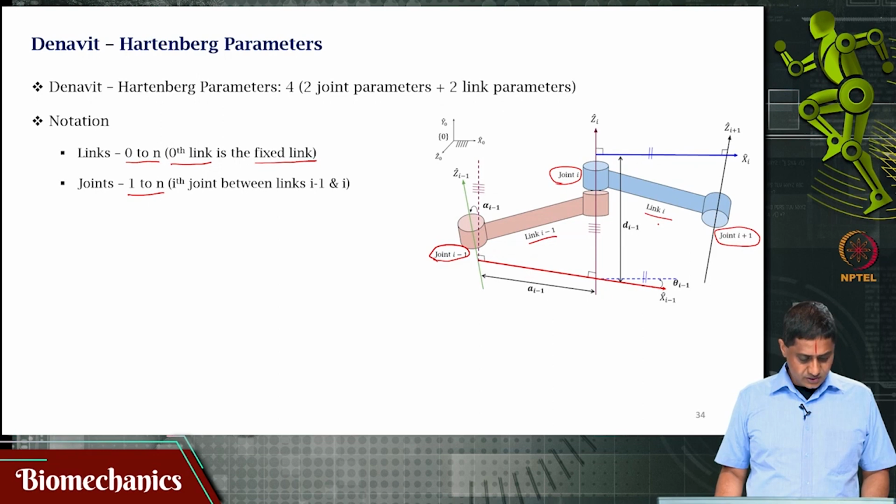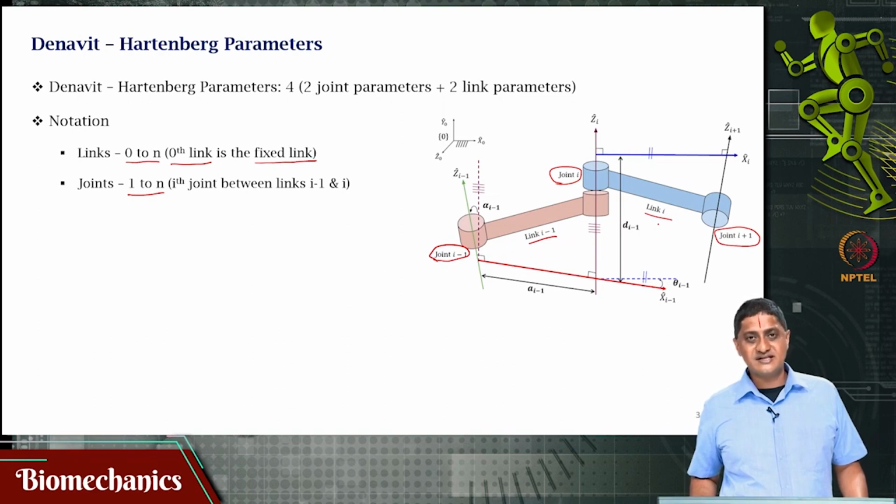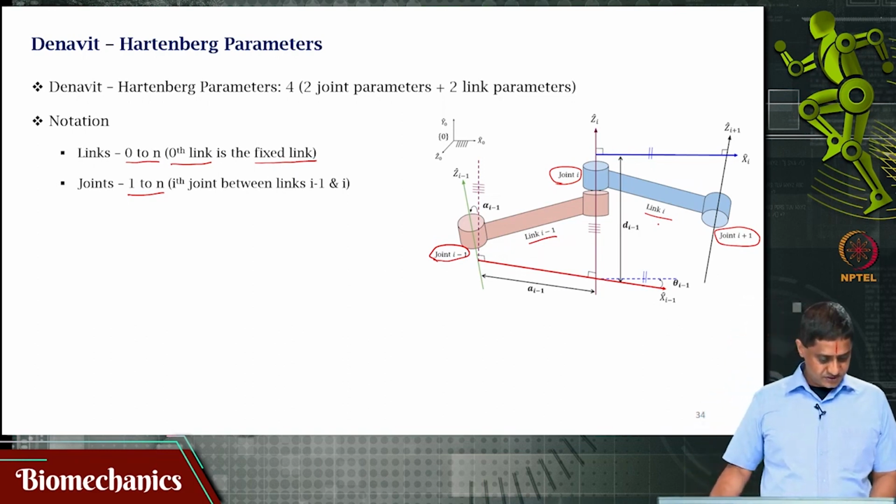Right. The ground is also shown in the figure, as shown, the fixed link, the 0th link, is also shown. Now, the question is how to find the x axis, and how to find the y axis. The z axis is relatively easy to define because that is the joint axis. How do you find the x axis? That is the question.